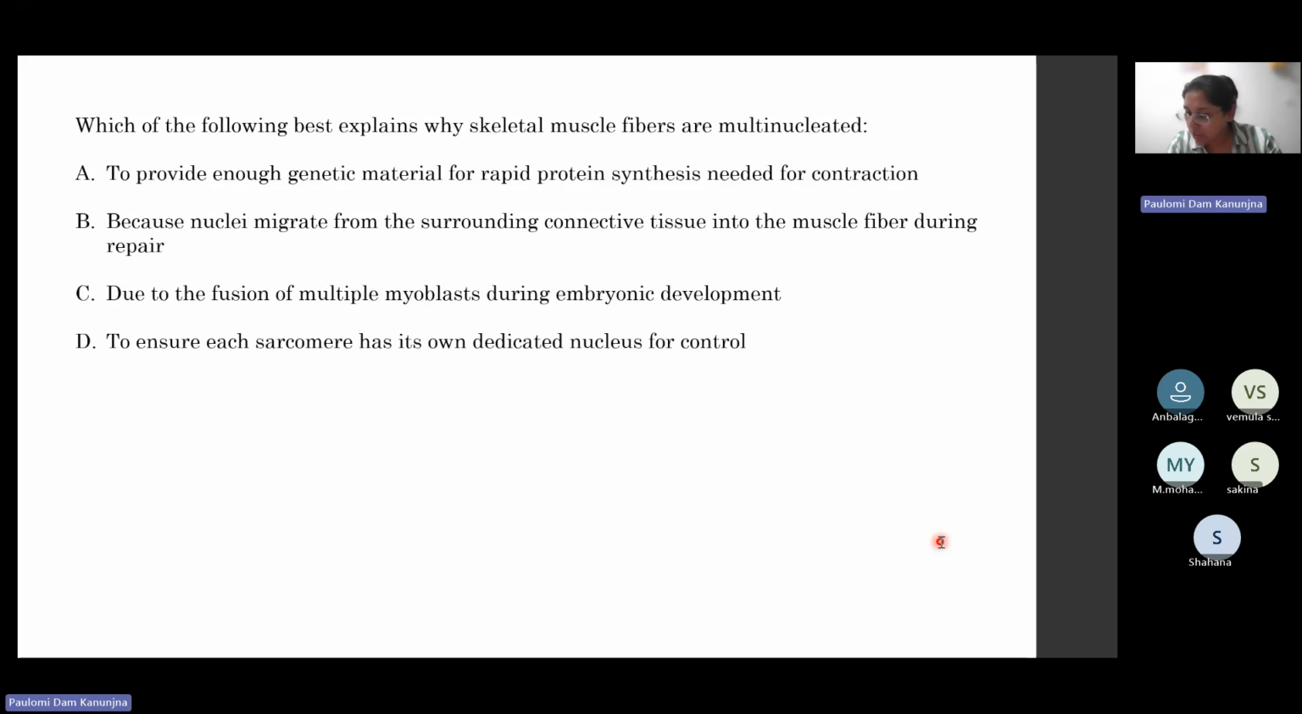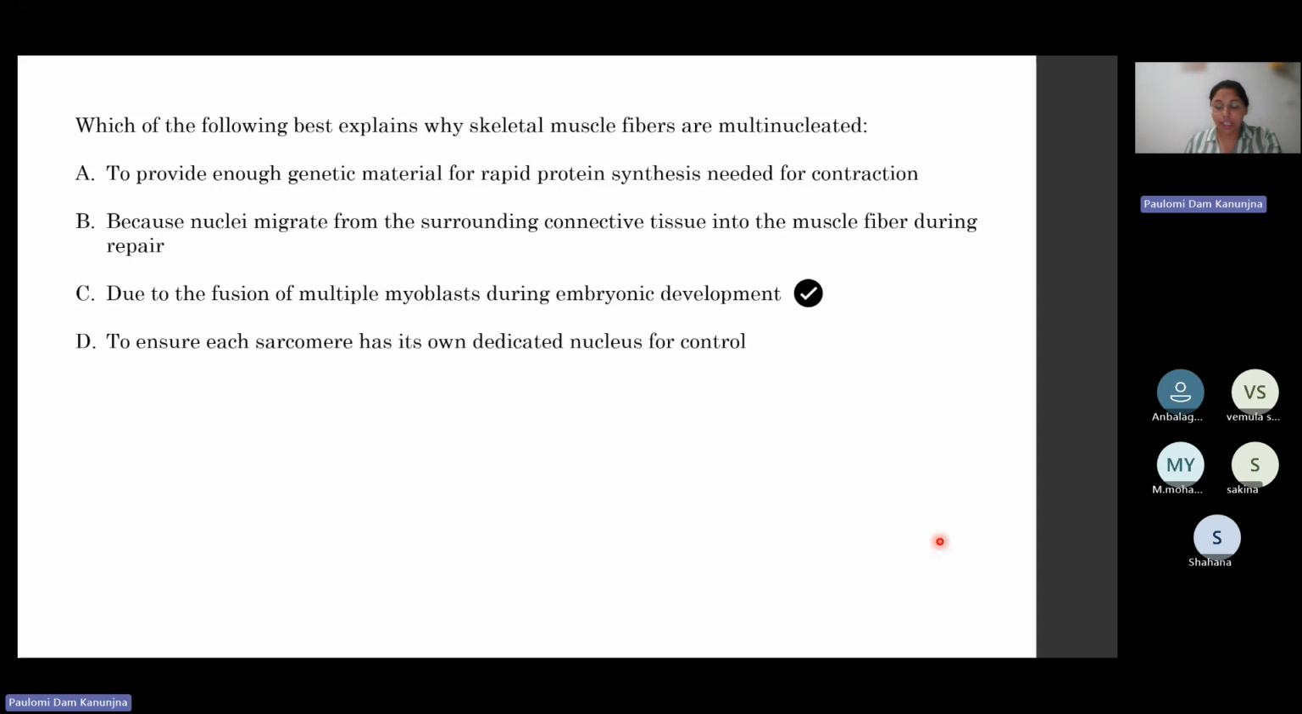Yes, C. Okay. Anyone else wants to take a guess? C. Others? Okay, this is one very smart crowd because they're thinking in the correct direction. Yes. So they are multinucleated because they are formed by the fusion of different myoblasts.